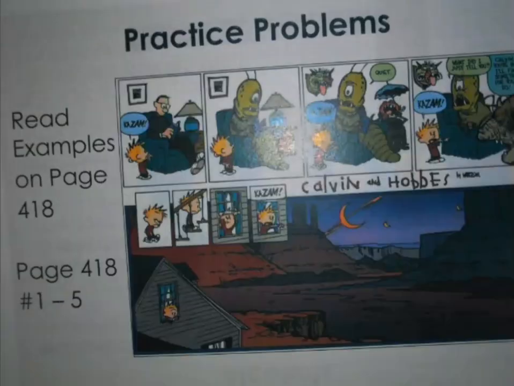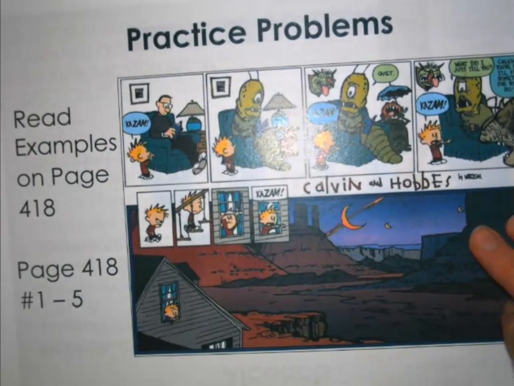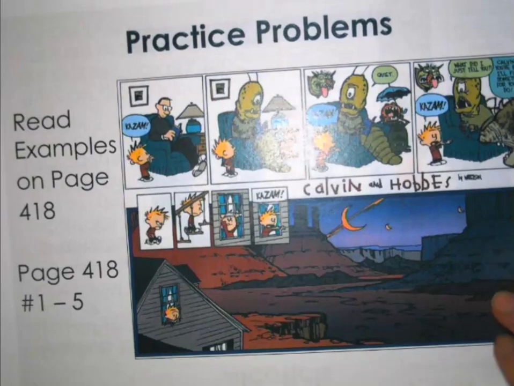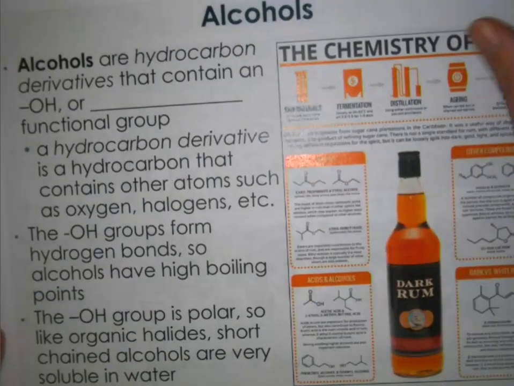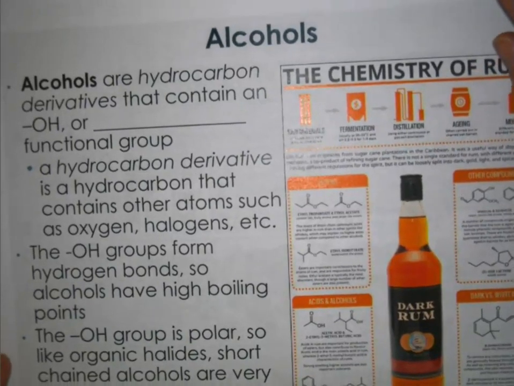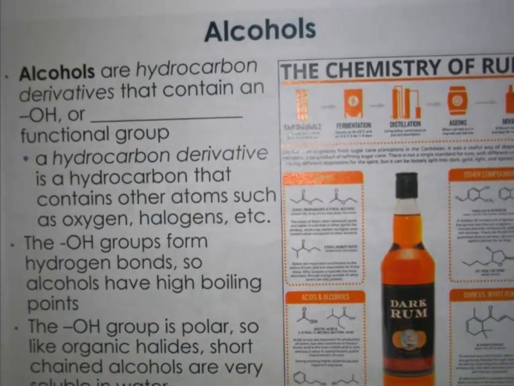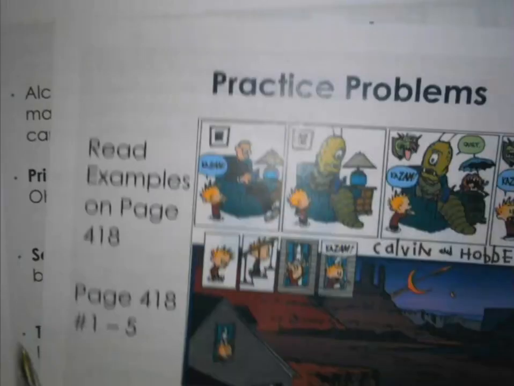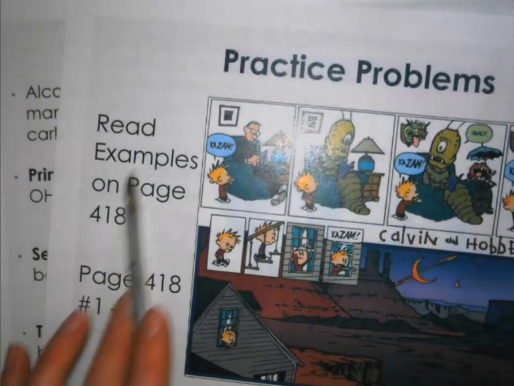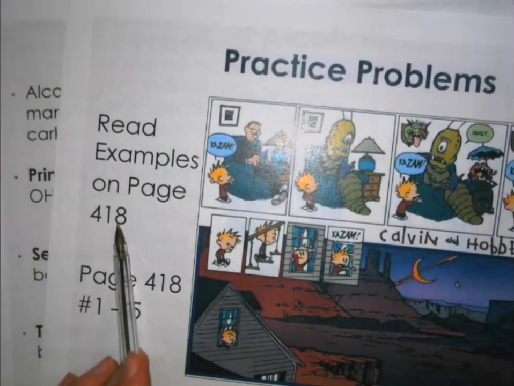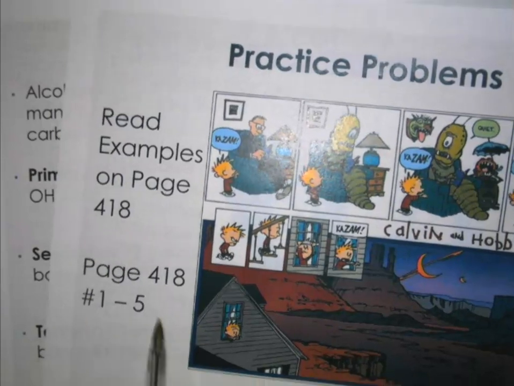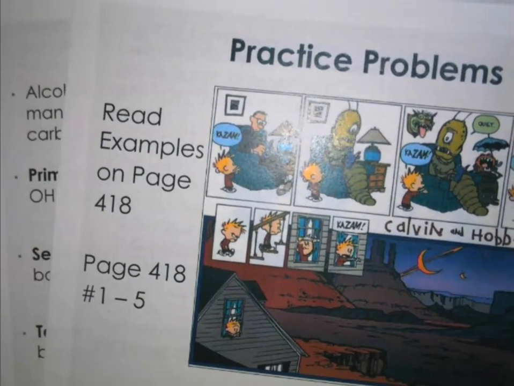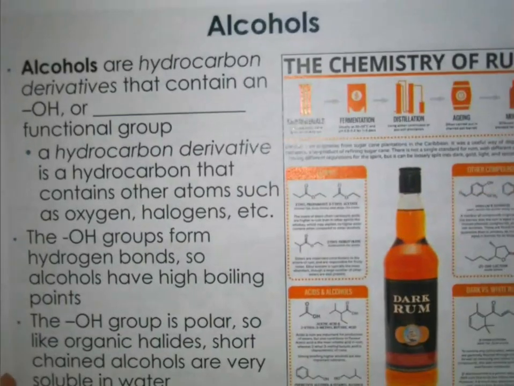Okay. All right, so that is organic halides. Hopefully that made sense because we're moving on to alcohols now. If you want, you can always pause the video right now and try some of those practice problems that I listed at the end here. So read through a couple of examples that are on page 418, that'll give you a few more types of these organic halides to look at, and then you can try on page 418 number 1 to 5.